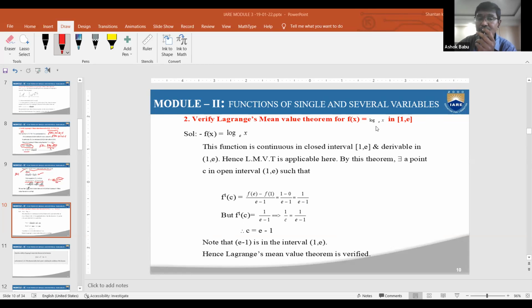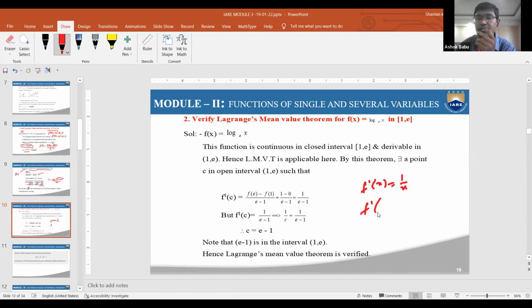Then f dash of x is equal to 1 by log x. Therefore, if f of x is equal to log x, then f dash of x is equal to 1 by x. Then f dash of c is also 1 by c. Therefore, you need to observe properly. Based upon this condition, you get that f dash of x is equal to 1 by x.